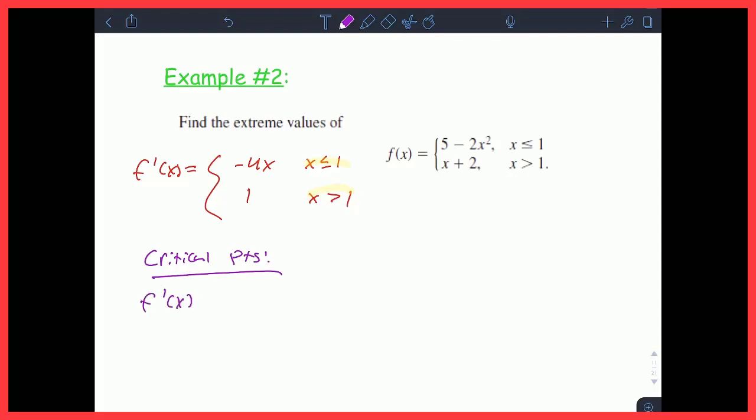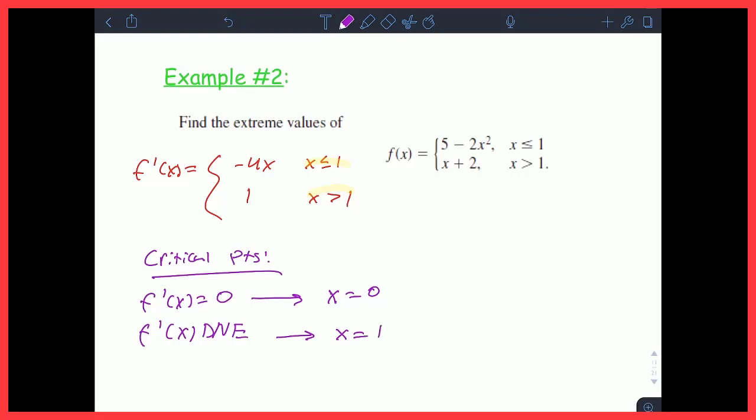F prime of x needs to be 0, or f prime of x does not exist. Let's try this first. How can we make the derivative 0? Well, I can make the derivative 0 by plugging in x equals 0, right? Because if I plug in x equals 0, I put a 0 right in there, and I get 0. So I'm going to put a 0 in, x equals 0. That's a critical point.